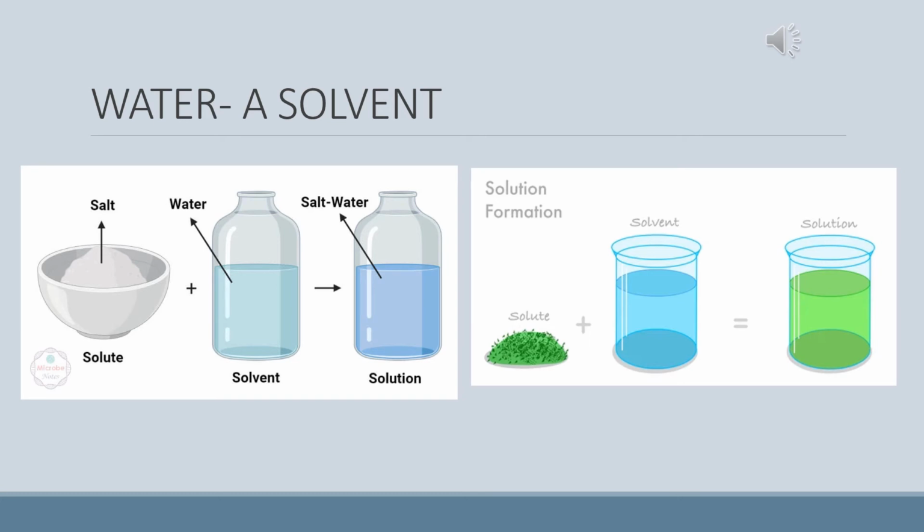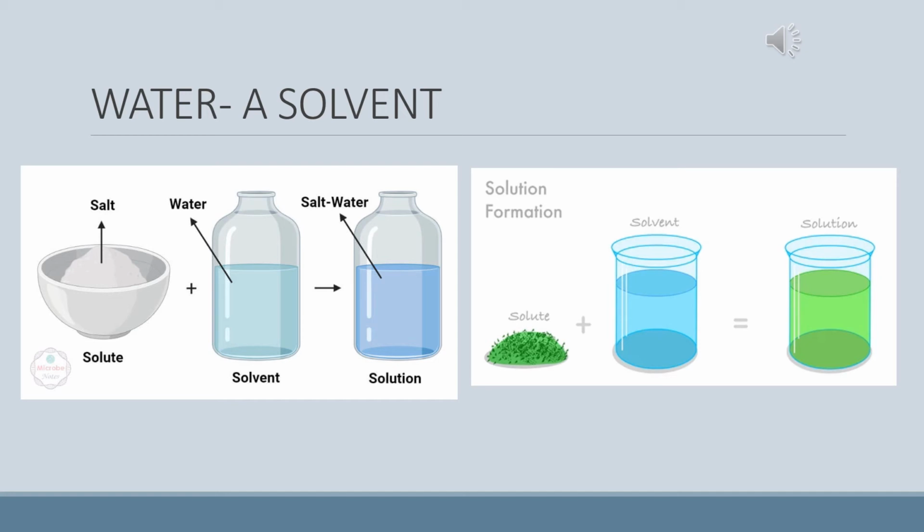Now we will see how water acts as a solvent. But for that, first we need to know what a solvent is. Suppose I am taking a jar full of water and a bowl full of salt. Now I am mixing the salt into the water and stirring it, and then I have a solution which has salt and water. So that is what a solution is.